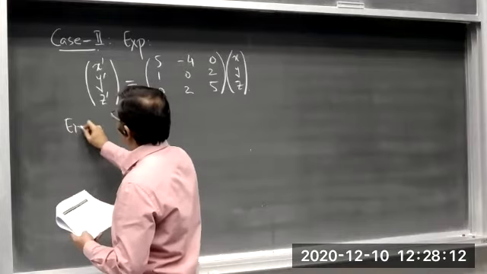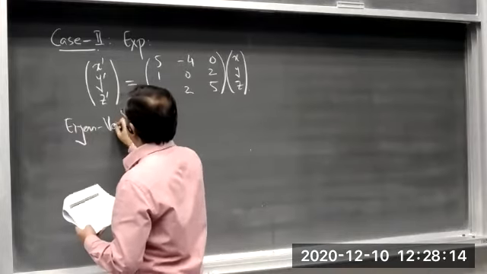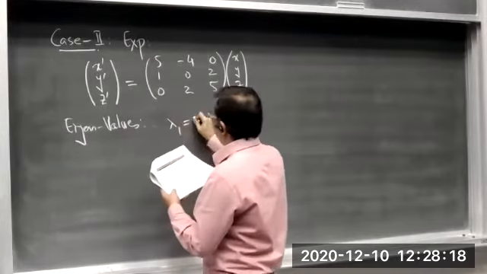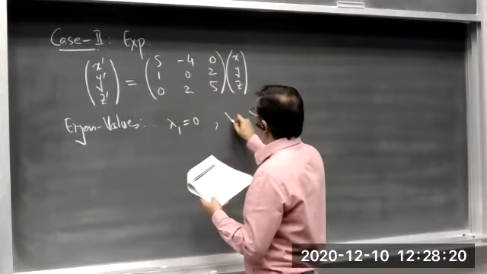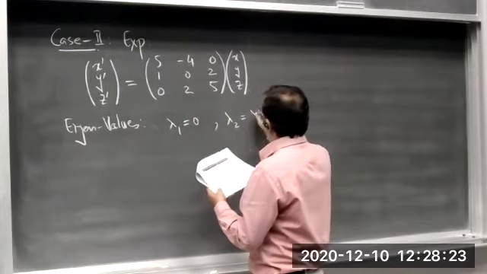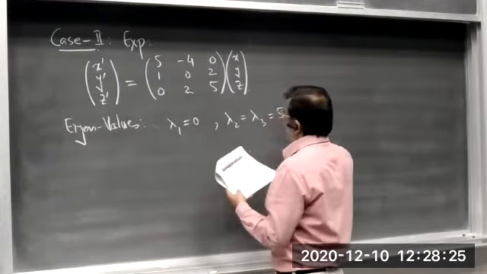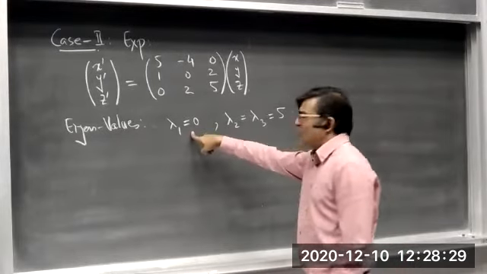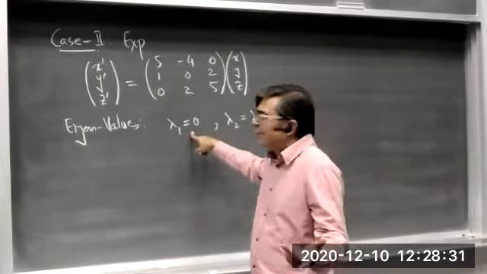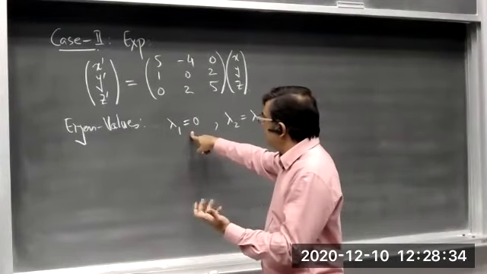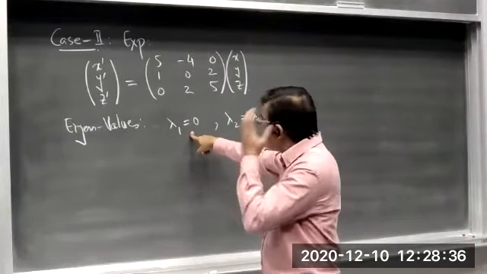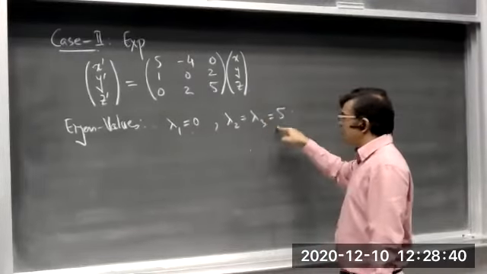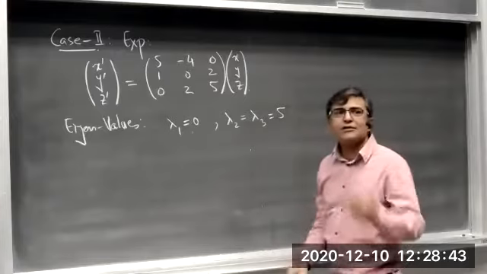So I hope you can find the eigenvalues easily now. Eigenvalues are lambda 1 is equal to 0, and lambda 2 is equal to lambda 3 is equal to 5. So the algebraic multiplicity of this lambda 1 is 1 because it is not repeating. It appears only one time. Now this is repeated 2 times, so its algebraic multiplicity is 2.